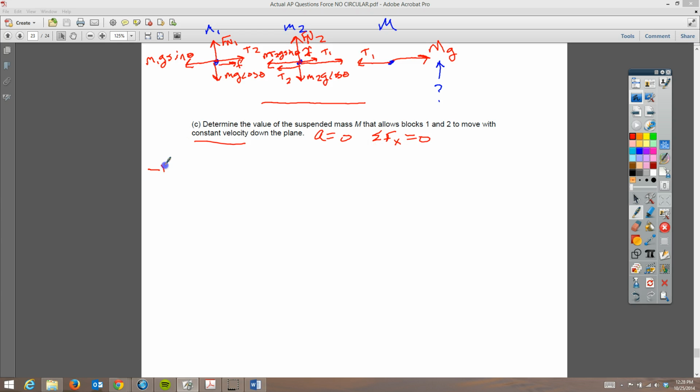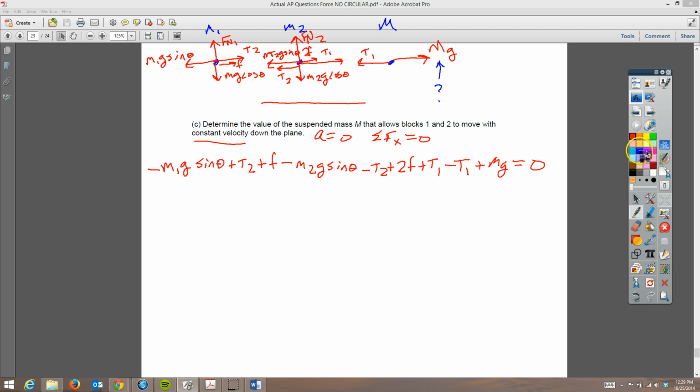If we start on the left, that's negative m1g sine of the angle, because that's going to the left. We're going to add to that T2. We're going to add to that F. We're going to subtract from that m2g sine of the angle minus T2, because there's our T2. We're going to add to that 2 times the friction, which we found right here. And then we're going to add T1. We're going to subtract T1. And then we're going to add to that Mg, and all that should be equal to 0.